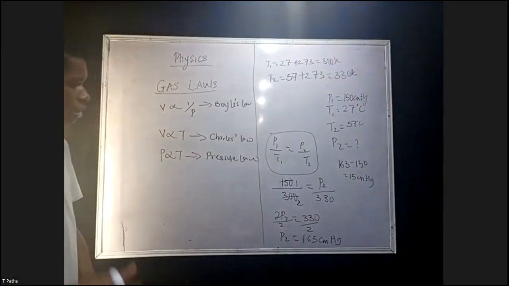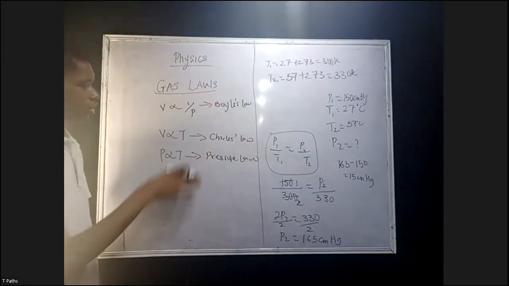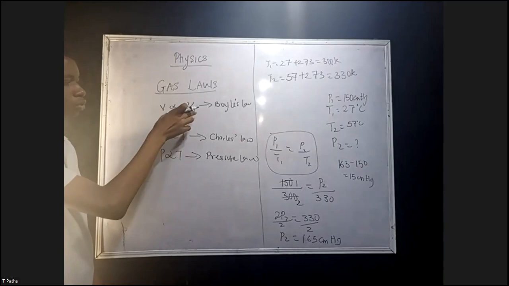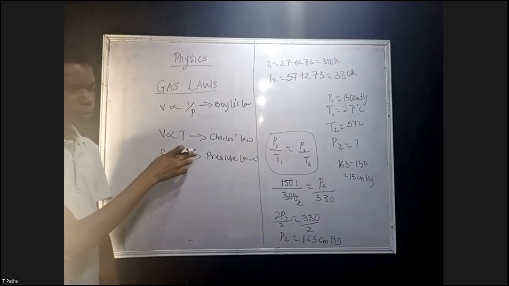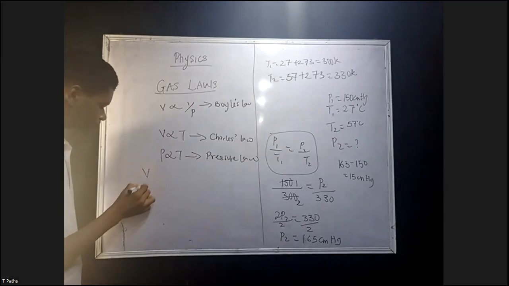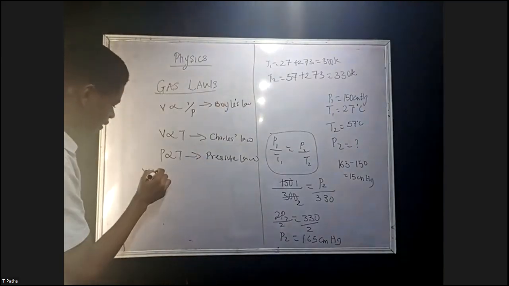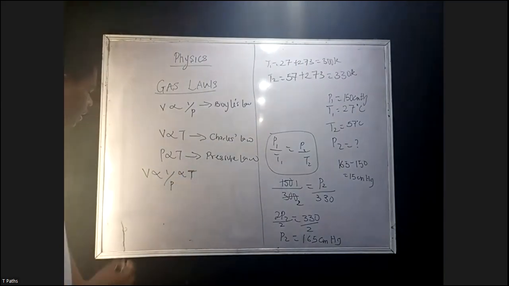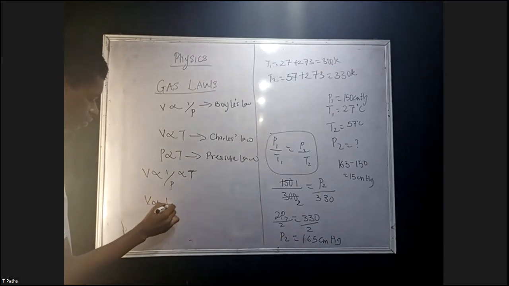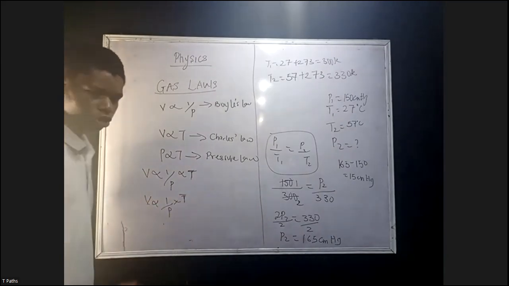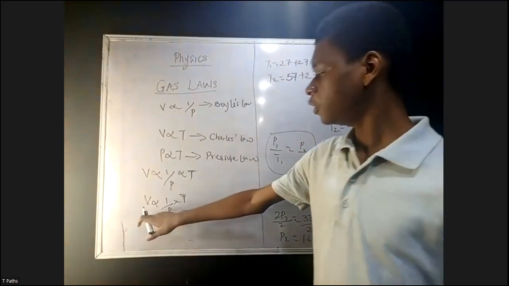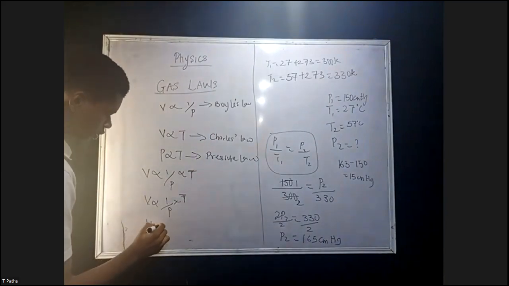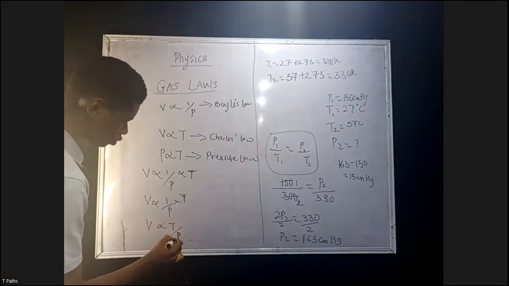So now how do I do this? Firstly, I want to combine my Boyle's law and Charles' law. So combining Boyle's law and Charles' law, I can say V is inversely proportional to P, and at the same time, it is directly proportional to T. So saying this, I'm saying volume is inversely proportional to P, and directly proportional to T. All right, joint variation. So this is what I have. V is inversely proportional to P and directly proportional to T. So I can say here that V is proportional to T over P.